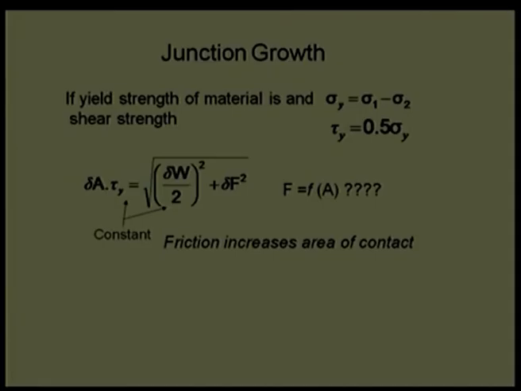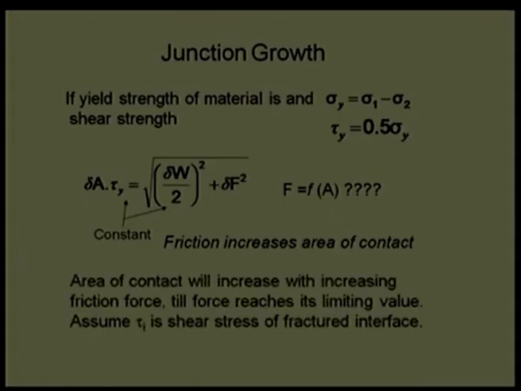With an increase in friction force, the area of contact will continuously increase, but there will be a limiting value. Beyond a certain area, it cannot be increased further. We can say the limiting value of A is A max. To differentiate between the shear strengths, let us take the shear strength of the interface and represent it as tau I, where one surface will get separated from the other surface.